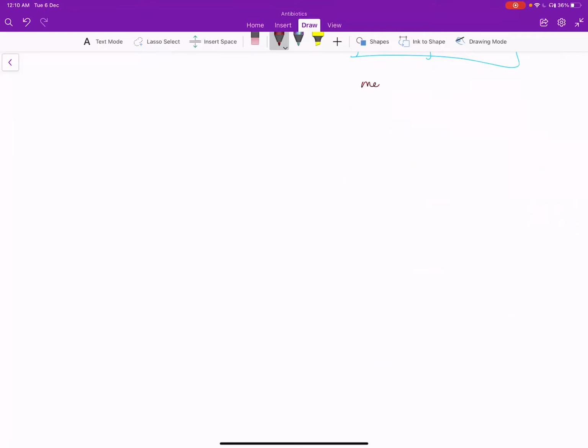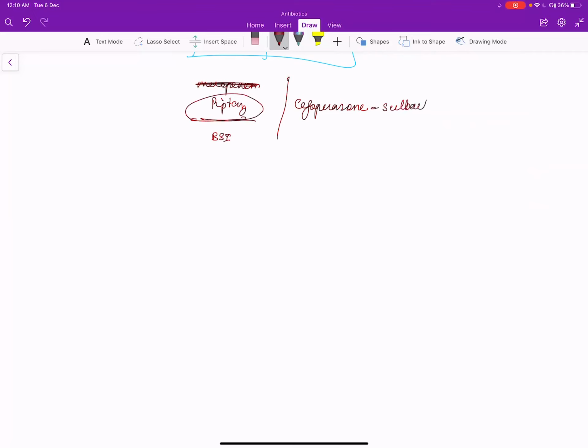This I learned 2 days back in a conference, the CMC conference. They compared piptaz with cefoperazone sulbactam. See, I told you piptaz covers all organisms, including Pseudomonas. That is why I told you for bloodstream infections, hospital-acquired infections, piptaz is a very good choice. But what they are telling is, in the Indian setup, cefoperazone sulbactam is a better drug than piptaz, because some resistance to piptaz is growing.